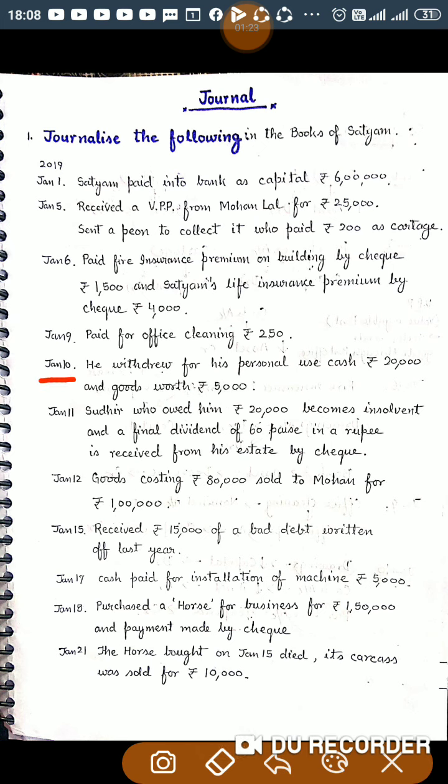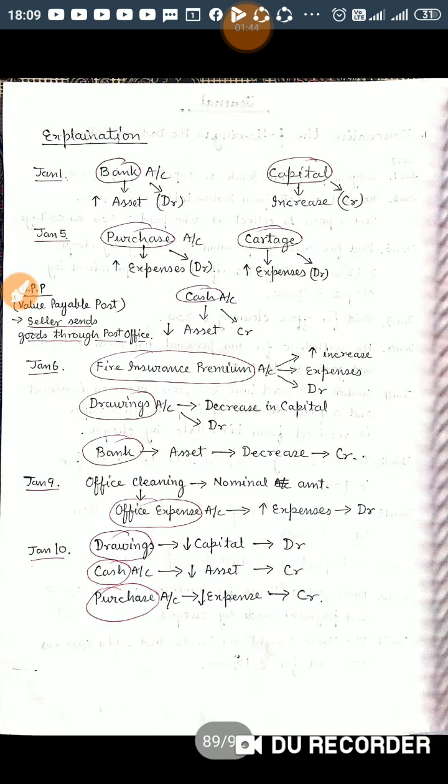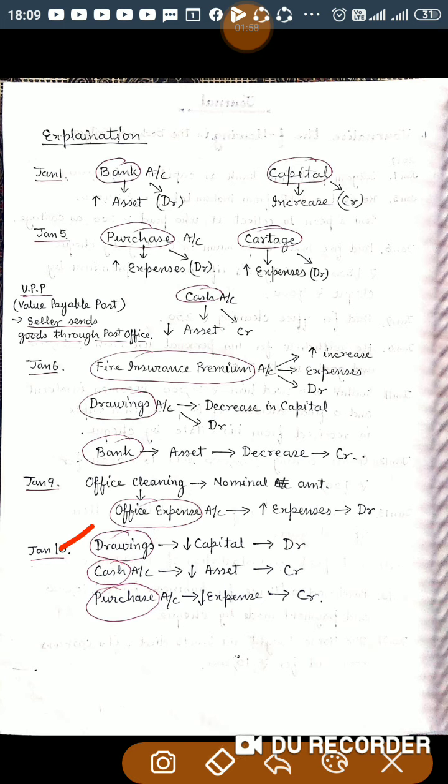Now next is January 10. He withdrew for his personal use cash rupees 20,000 and goods worth rupees 5,000. He means Satyam, who is the owner of the business. Now, three accounts are involved, in fact. He is drawing cash as well as goods, so drawing account is involved. Drawing, as I told you, is nothing but a decrease in capital, and a decrease in capital under the modern rule is debited.